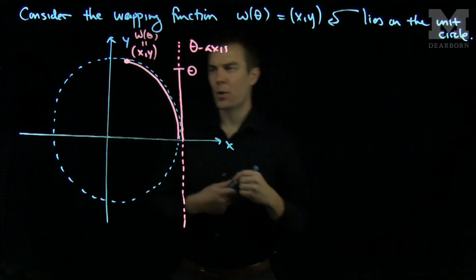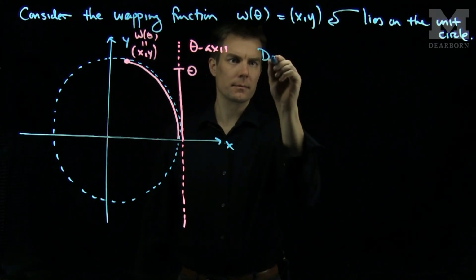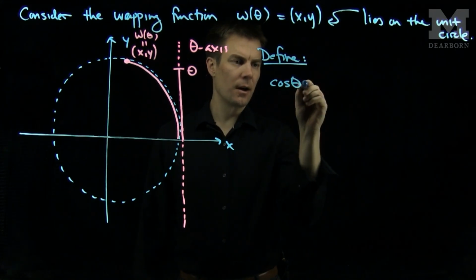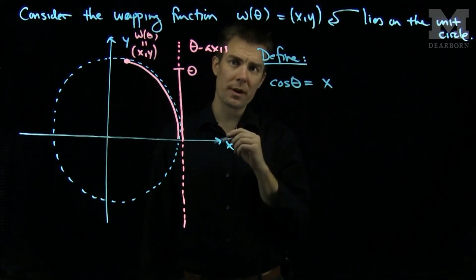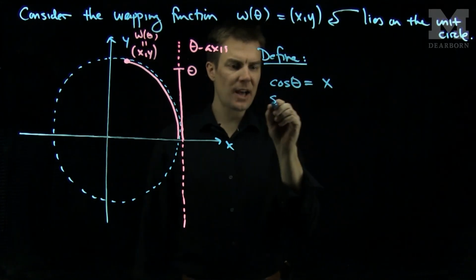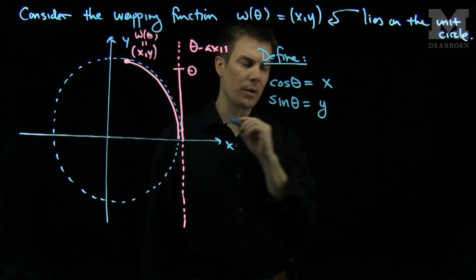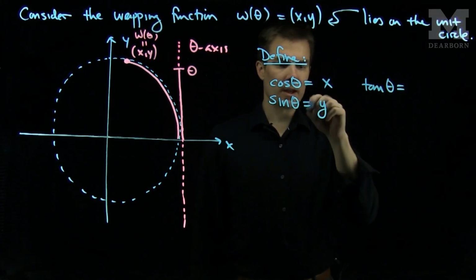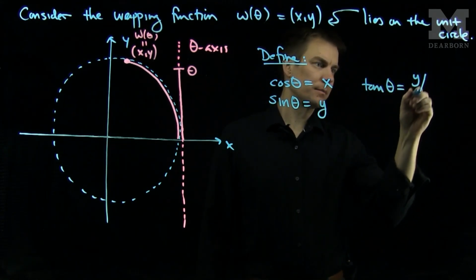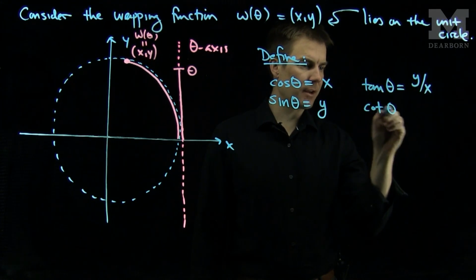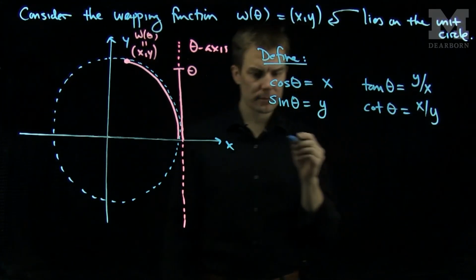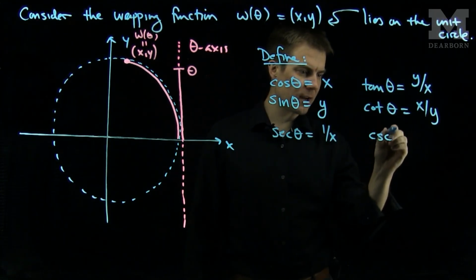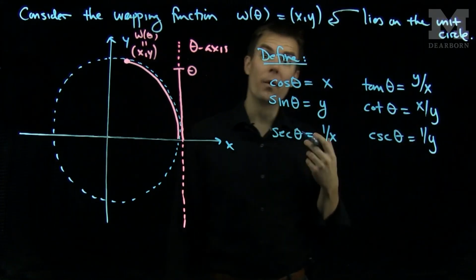And then we will be able to define the trigonometric functions. I will define the cosine of theta to be the x-coordinate of the wrapping function. The sine of theta will be defined as the y-coordinate of the wrapping function. The tangent of theta will be the ratio of y and x. The cotangent of theta will be the ratio of x and y. The secant of theta will be the reciprocal of x. And the cosecant of theta will be the reciprocal of y, whenever they're defined.